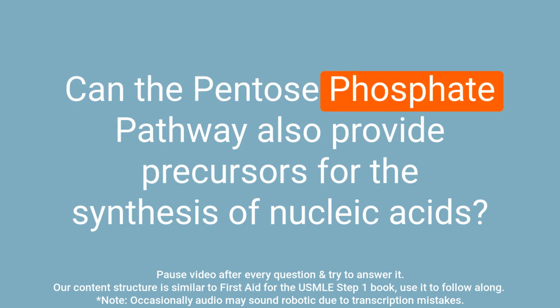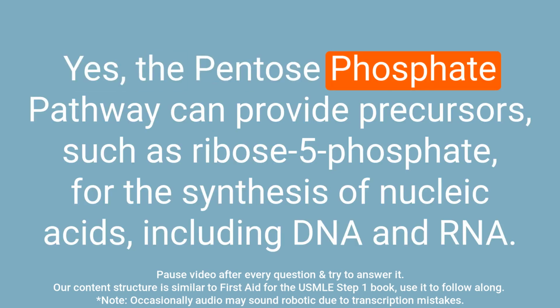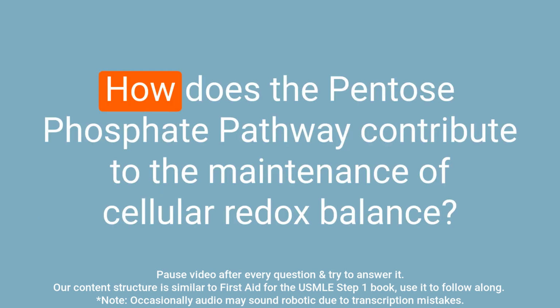Question: Can the pentose phosphate pathway also provide precursors for the synthesis of nucleic acids? Answer: Yes, the pentose phosphate pathway can provide precursors, such as ribose 5-phosphate, for the synthesis of nucleic acids, including DNA and RNA. Question: How does the pentose phosphate pathway contribute to the maintenance of cellular redox balance?